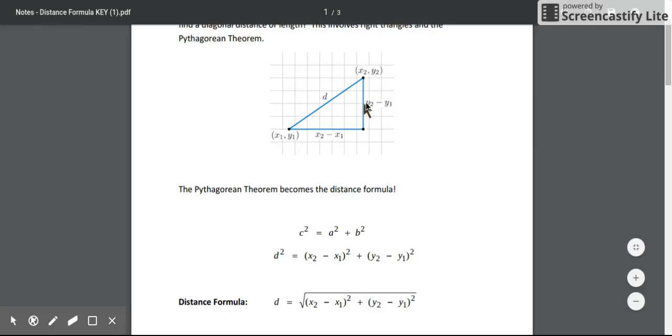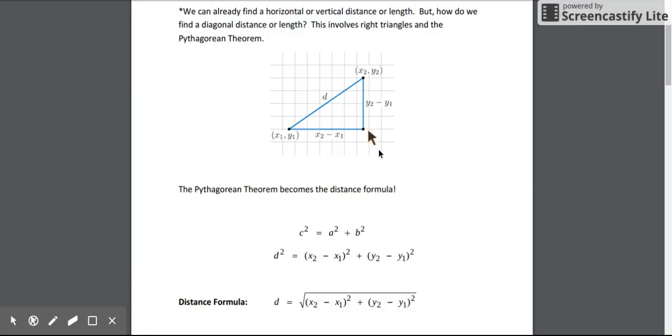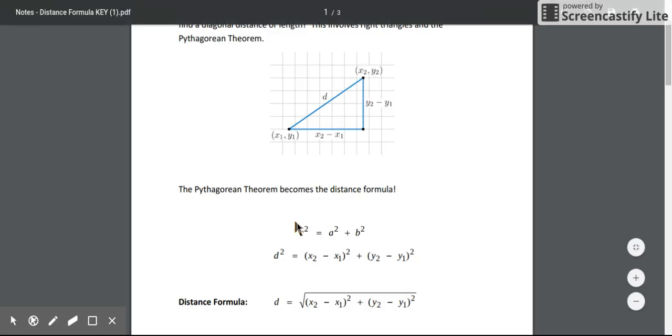To find the vertical length, or maybe to replace our b, we're going to subtract our y values. And so again, if you do y2 minus y1, you should always get a positive value. But if you flip those and do y1 minus y2, it's not going to matter because we're going to end up squaring it anyways. So the b just became the distance, the vertical distance, y2 minus y1. Our c, or hypotenuse, we're just going to call d for distance. And that's really the only change there. So instead of c squared, we have d squared.